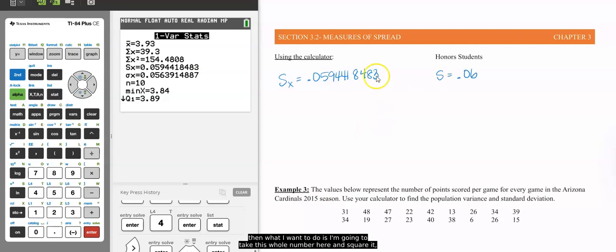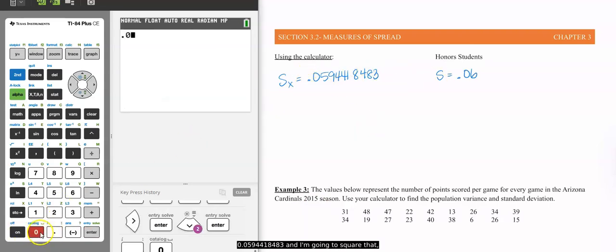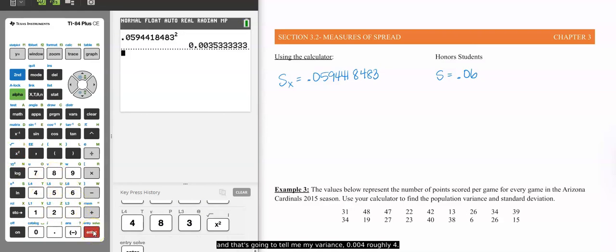And then what I want to do is take this whole number here and square it. 0.0594418483. And I'm going to square that. And that's going to tell me my variance. So 0.00, roughly 4, okay?